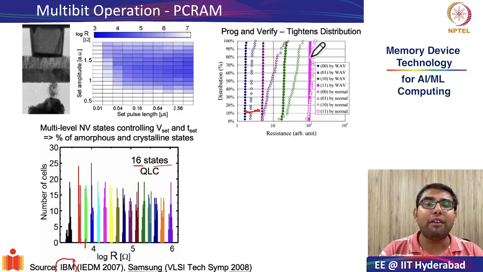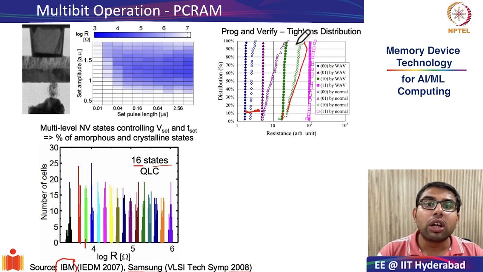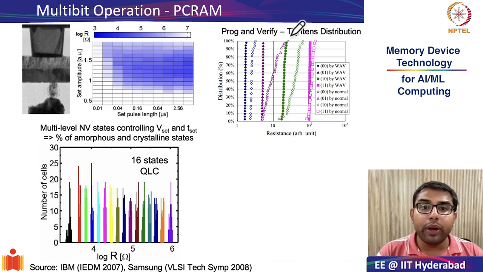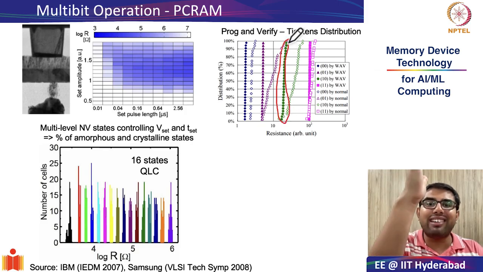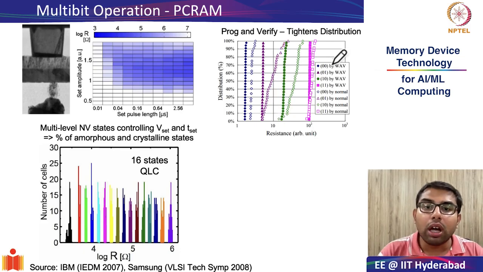Just by having write and verify, or program and verify, after every programming pulse, you are verifying whether you are reaching your target resistance value or not. You can have a very tight distribution. As you can see, this open symbol is for the same state without any write and verify, whereas these closed symbols, which form a very straight line showing that the distribution is very, very tight, are with the write and verify methodology.